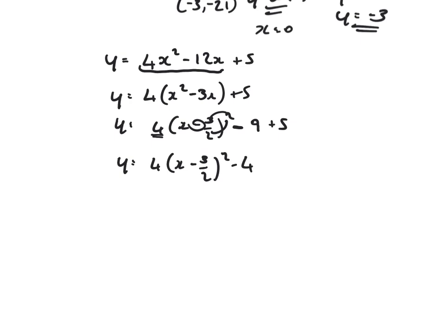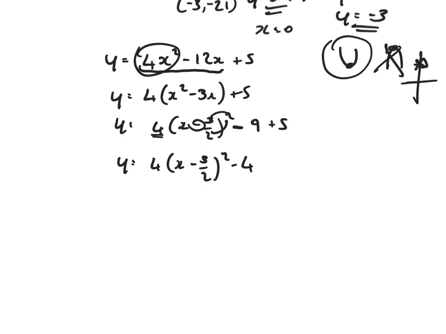Now, I need to establish, is it concave up or concave down? I need to establish the turning point and the point at which I cross the y-axis. Well, first of all, it's a positive x squared, so it's definitely concave up. To get the turning point, I'll change the sign of that to get the x coordinate of the turning point, which is 3 over 2, but not change the sign of that, which will give me minus 4. So the turning point then is 3 over 2, minus 4.